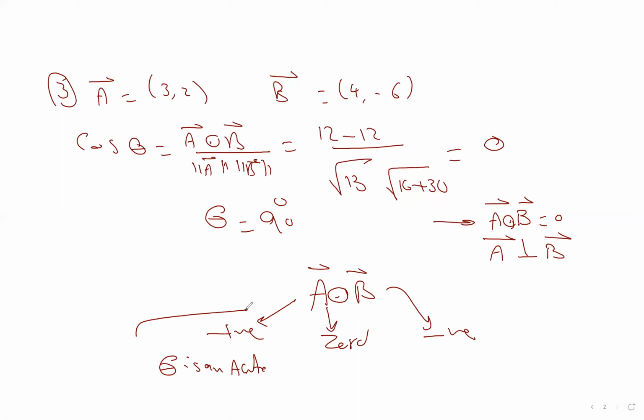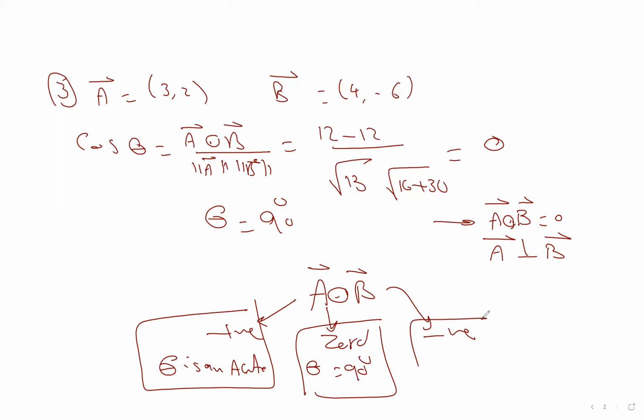Okay? If it is 0, then theta equals 90 degrees. Negative, then theta is obtuse. Okay? Do you have any problem? Let me give you another 2 exercises to find other cases.